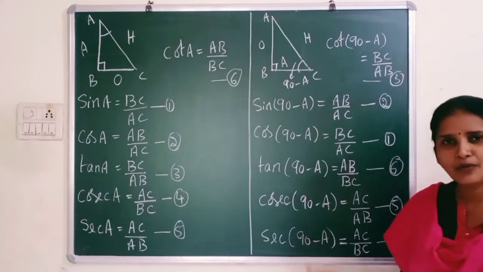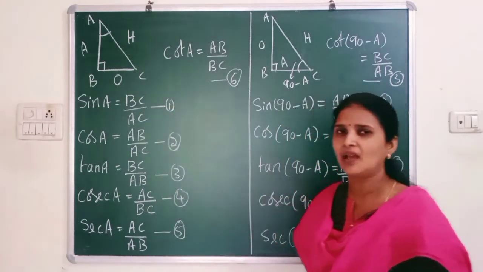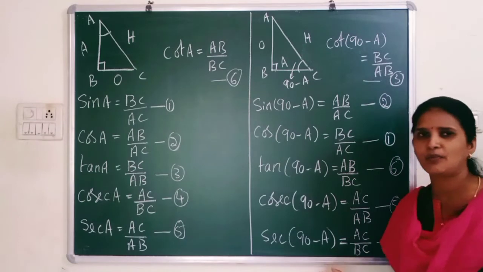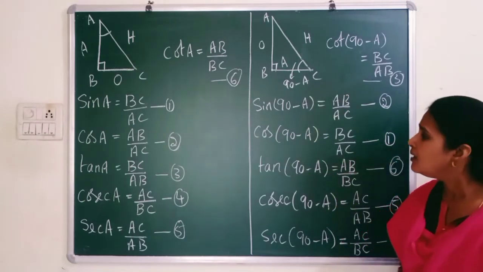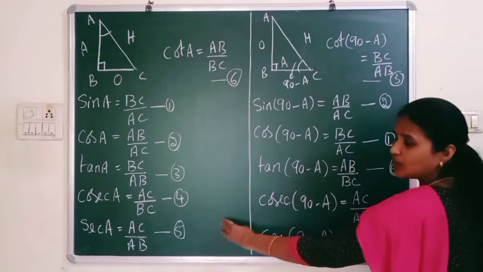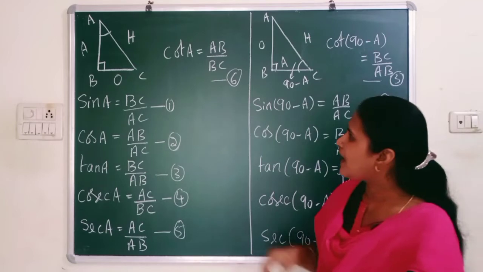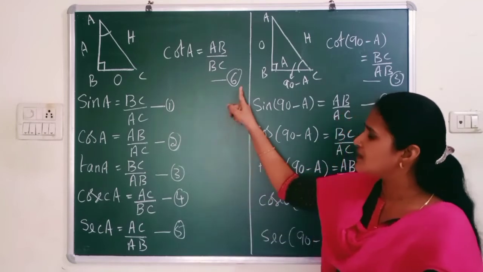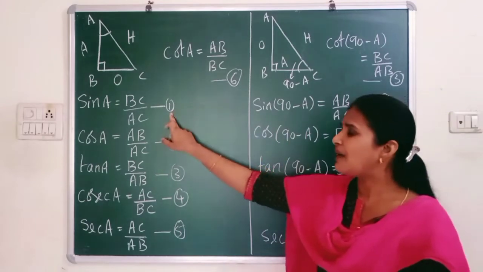So what do I have to do now? Here I have written the 6 trigonometric ratios with respect to angle A, and here also I have written the 6 trigonometric ratios with respect to angle C, that is 90 minus A. If you compare these two, we can come to conclusions. I have written 1, 2, 3, 4, 5, 6, and we just have to look at which side is matching with which.